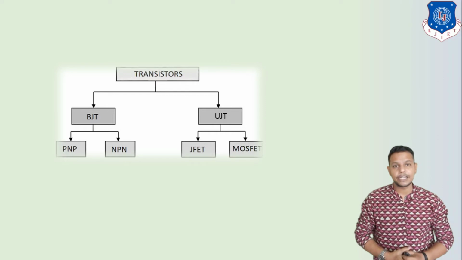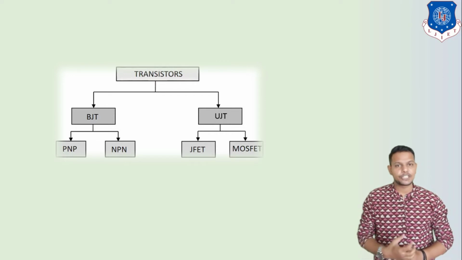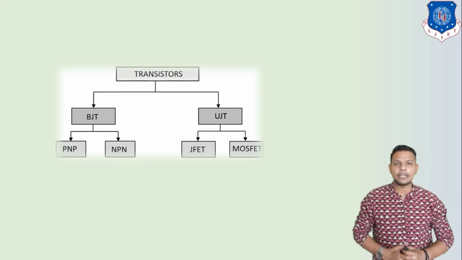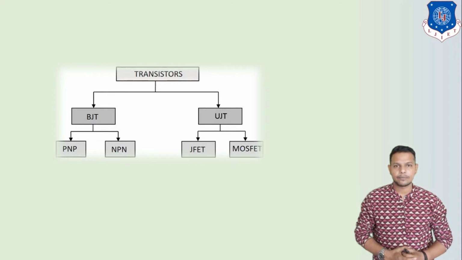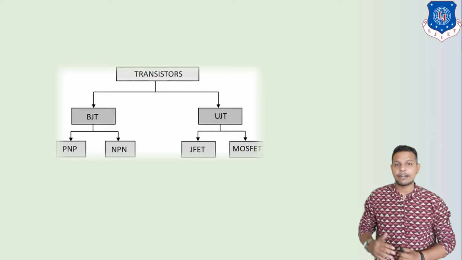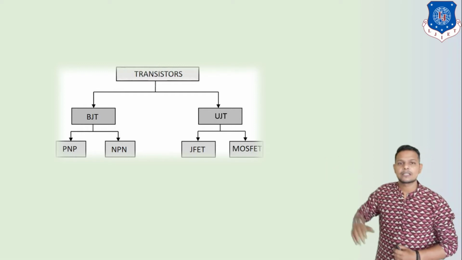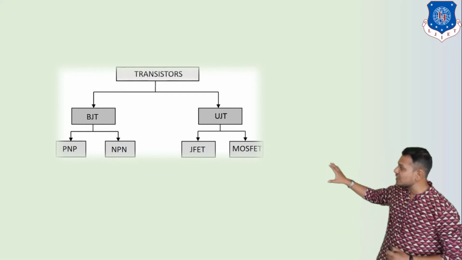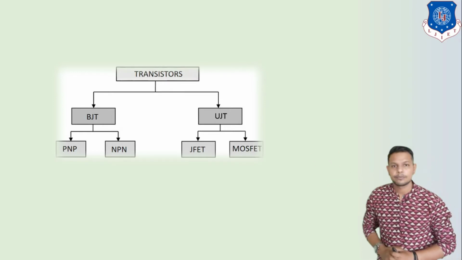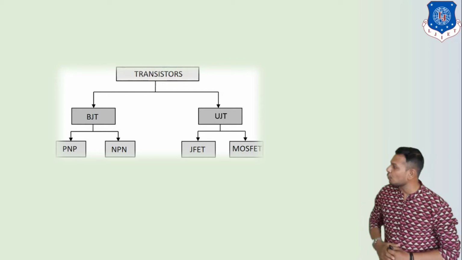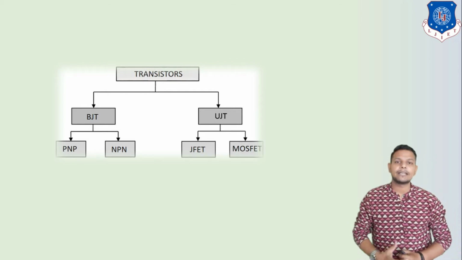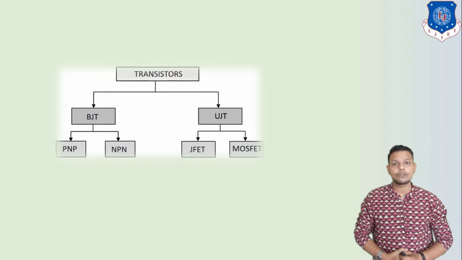Whereas UJT is known as unipolar junction transistor. In UJT, the conduction takes place due to only majority carrier charges. It might be holes or it might be electrons. According to this, it is divided into two types. Number one is JFET and number two is MOSFET. JFET stands for junction field effect transistor and MOSFET stands for metal oxide semiconductor field effect transistor. So today we are going to discuss only FET and its types.